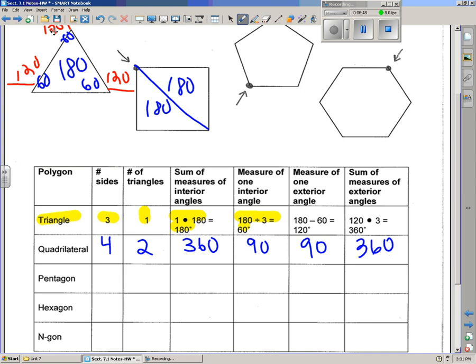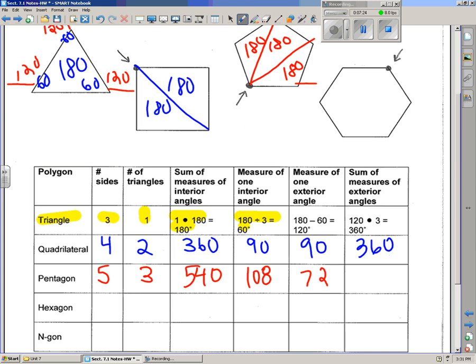Go for the pentagon. Pentagon has 5 sides. If I draw as many diagonals as I can from that one vertex, I've created 3 triangles. Each triangle is worth 180 degrees, so 3 triangles times 180 is 540. If I divide that 540 degrees by 5 angles, each angle inside is 108. If I look for an exterior angle, I subtract 108 from 180, so each outside is 72. And if there are 5 sides, there are 5 angles, so 72 times 5 gives you 360 degrees.